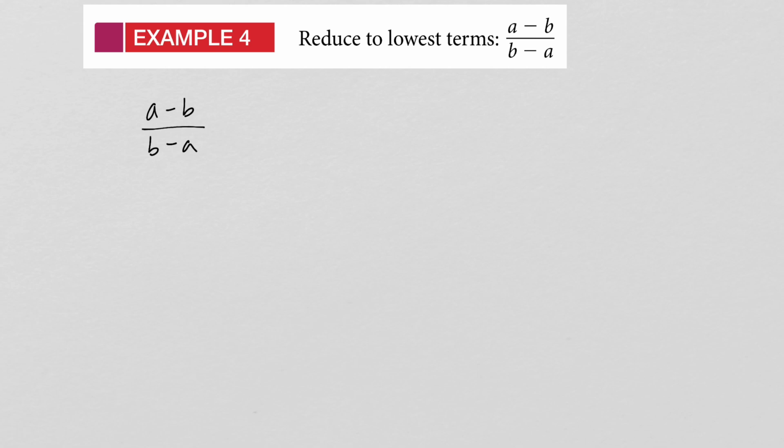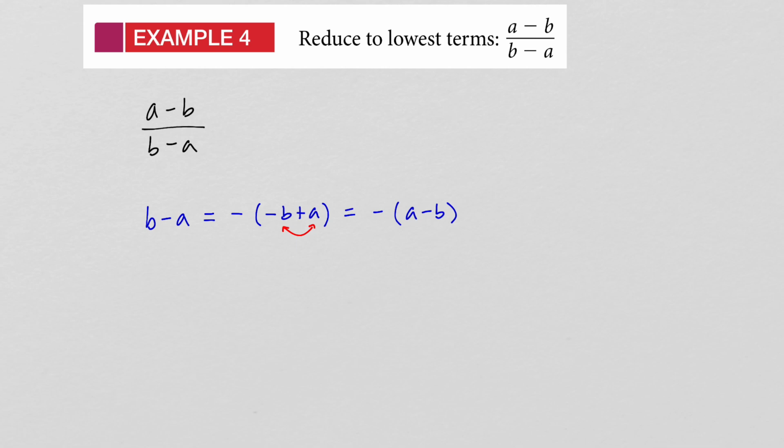So the step to take here is to recall that b minus a is the same as negative b plus a. So I'm getting this by factoring a negative out of here. If I pull a negative out of b, I get negative b left over. And if I pull a negative out of negative a, I get positive a left over. And so this can be rewritten as negative a minus b, right? So now I'm just basically switching these around.